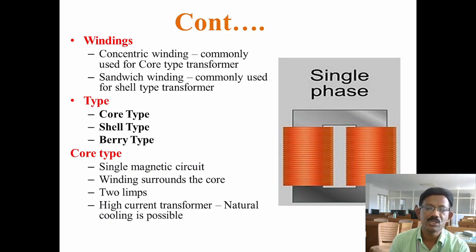So this image shows a core type single phase transformer. In this core type, the winding surrounds the core. Also, through the core, only one magnetic circuit is completed. It has two limbs. The core has two limbs and two yokes. Normally, these core type transformers are used for high current applications because natural cooling is more effective.